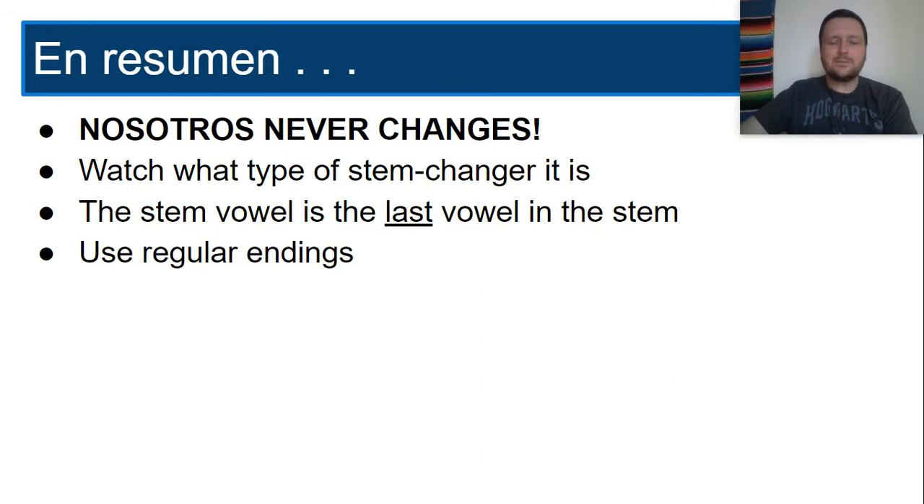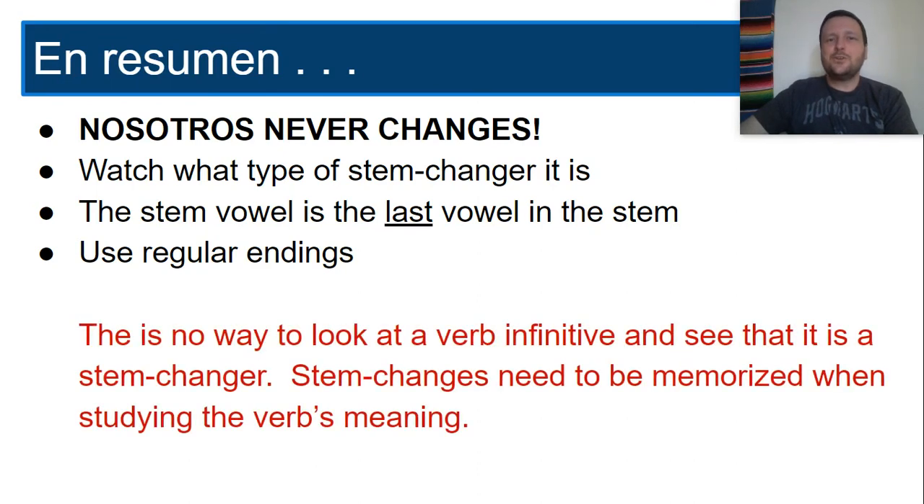The worst part about stem changers is this, though. There's no way to look at a verb and see, hey, that's a stem changing verb. You have to memorize them. So as you're studying your vocabulary and you look at the verb cerrar on your flashcard, write in IE stem changer underneath it and study it. Cerrar, IE stem changer, to close. Preferir, IE stem changer, to prefer. You can't just look and know. A lot of verbs look like stem changers that aren't, and a lot of verbs are stem changers that don't really look like it. You need to memorize it.